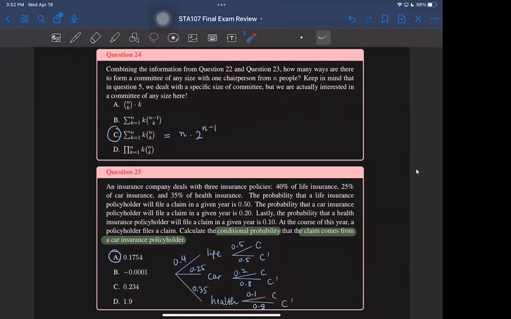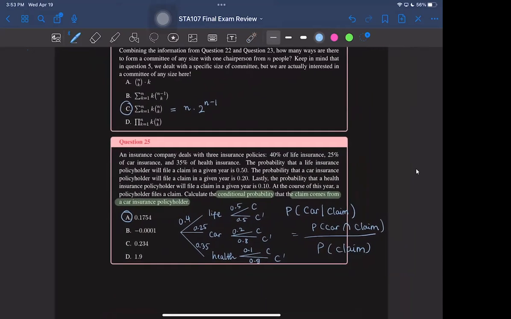And we are interested in the probability that the claim comes from a car insurance policy holder, which means we want to calculate the probability that they have car insurance given that they filed a claim. And here it is just the probability of car intersect with claim divided by the probability of claim. And what is the probability of car intersect with claim? Here we have car and here we have claim. So you just need to multiply two numbers together.